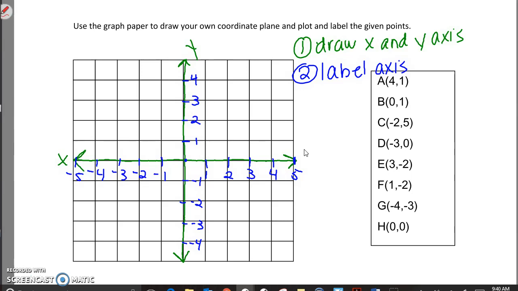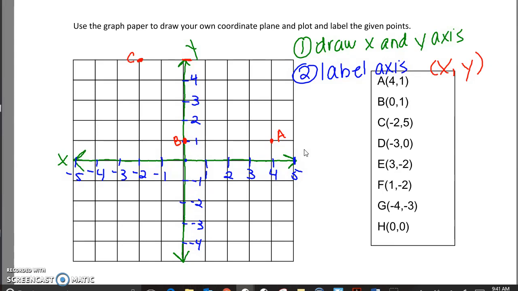Okay, so the first one, A is 4, 1, so over 4. Remembering that it's X first, then Y. So we go over on the X 4, up 1. This is point A, labeling with a dot and the letter. Okay, then point B is 0, nothing on the X, up 1. So that's point B. And then point C is -2, 5, -2, and then up to 5. So even though I didn't label that that's 5, I know it. It's a number line. That's still 5. So that is point C.